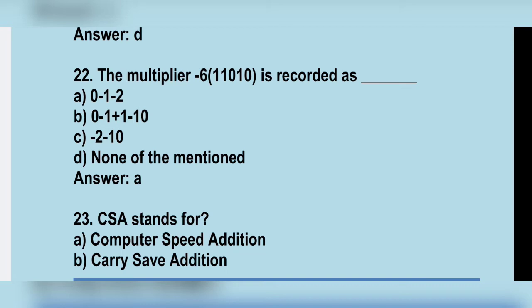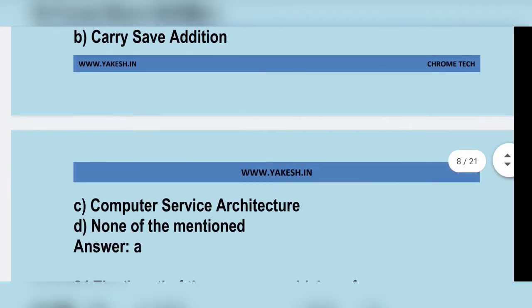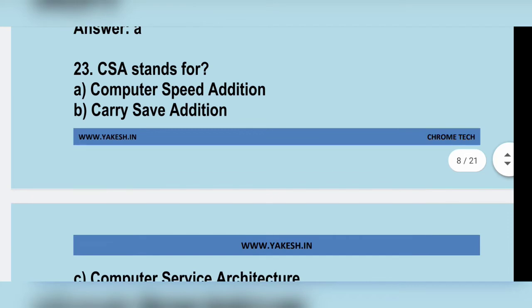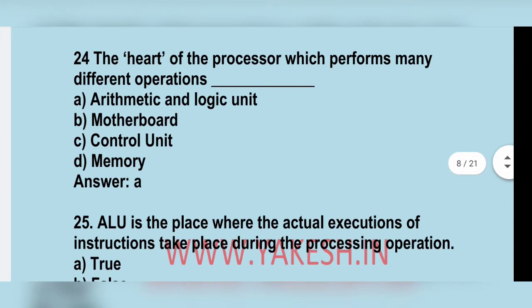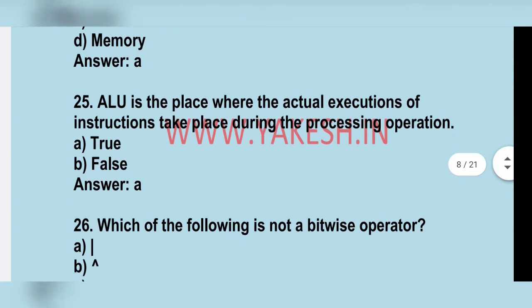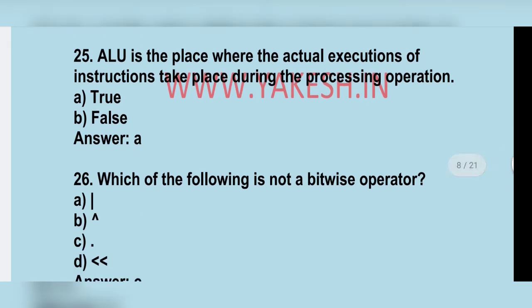Next question, CSA stands for option A, carry save addition. CSA stands for carry save addition. Next question, the heart of the processor which performs many different operations is option A, arithmetic and logic unit. Option A is the correct answer. ALU is the place where the actual execution of instructions takes place during the processing operation. Option A is the correct answer.